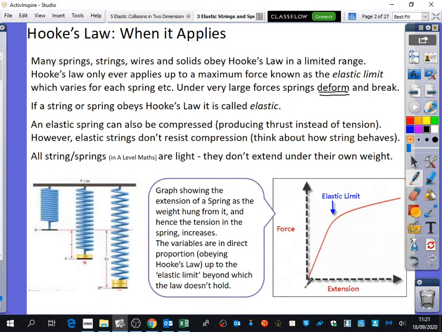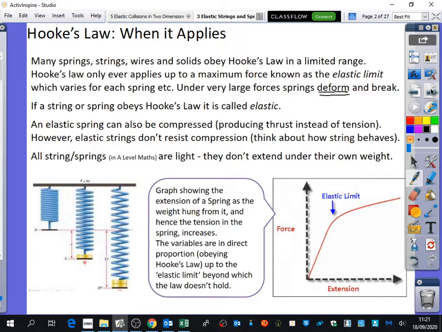So let's just quickly see what I've written here. Graph showing the extension of a spring as the weight is hung from it, and hence the tension in the spring increases. The variables are in direct proportion up till this point, obeying Hooke's law, which goes up to the elastic limit, beyond which the law doesn't hold.